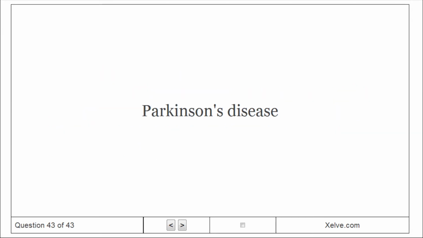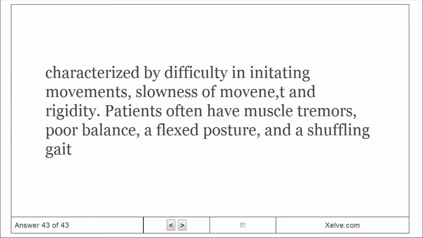Parkinson's disease. Characterized by difficulty in initiating movements, slowness of movement, and rigidity, patients often have muscle tremors, poor balance, a flexed posture, and a shuffling gait.